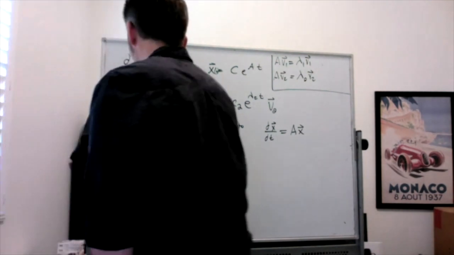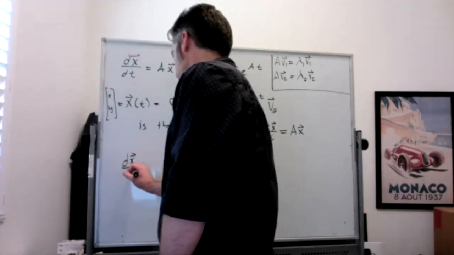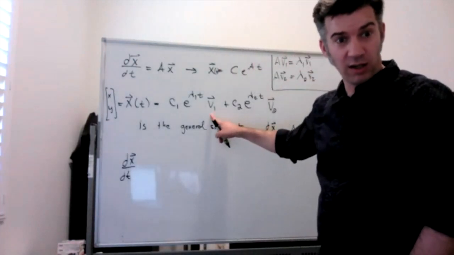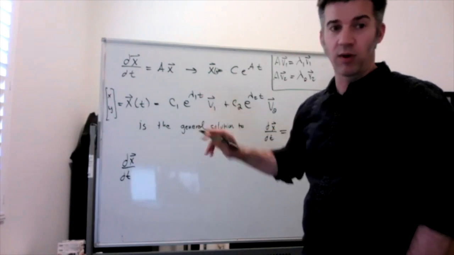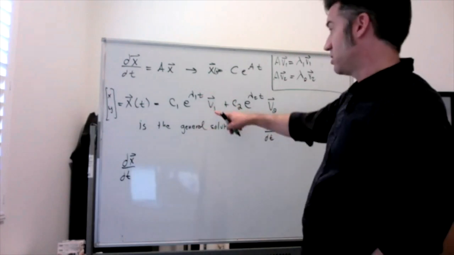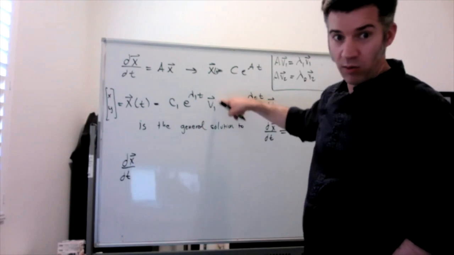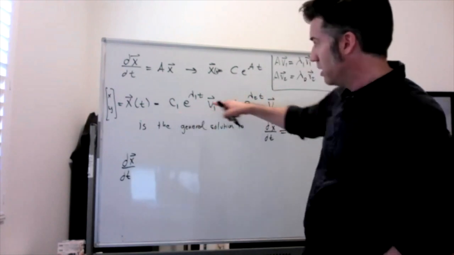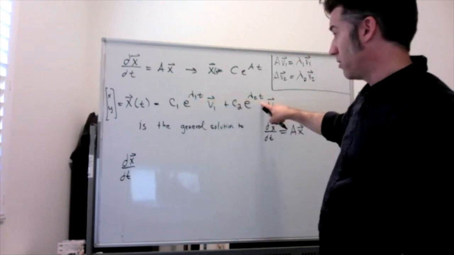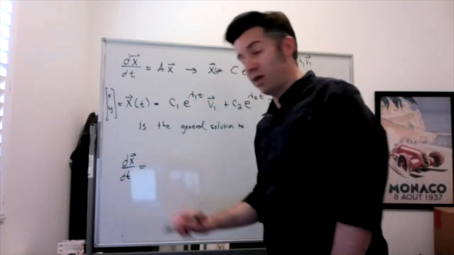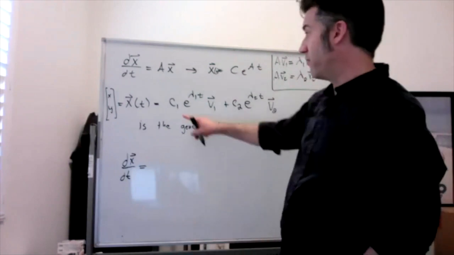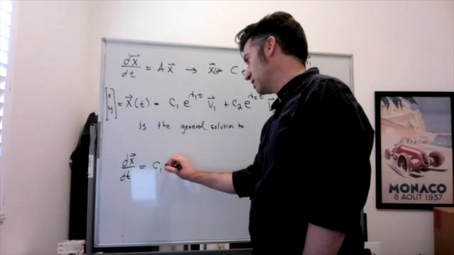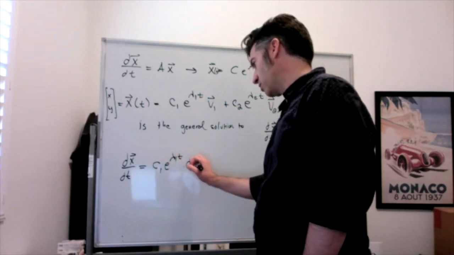If I take dx/dt, I'm going to remind you, this vector is just a vector of constants. It's the vectors that we found, we're going to do it for the actual example in a minute, but these are just numbers, like 1, 1, or 2, 3, or whatever. The only place there's a variable in this whole equation is right there and right there. So check out what we get. The derivative of c1 times e to the lambda 1 t is going to be c1 times e to the lambda 1 t times lambda 1.